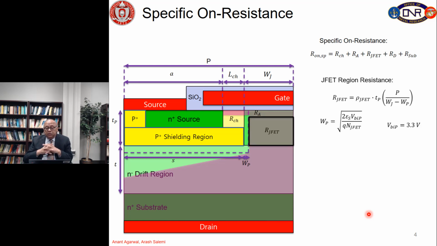Then the third component is the JFET resistance, which depends on the resistivity of the JFET region times the thickness Tp times the cross sectional area, which is proportional to the width of the JFET region minus the little area which is depleted here, Wp, right. So, we are only concentrating on this cross sectional area, which is Wj minus Wp, and again the pitch is there because we want to normalize it to the chip area of 1 centimeter square. From earlier discussions, you can calculate the depletion width Wp on the JFET side by looking at the built-in potential, which is simply 3.3 volt approximately for silicon carbide, and the doping in the JFET region.